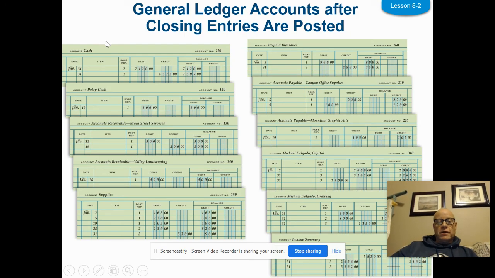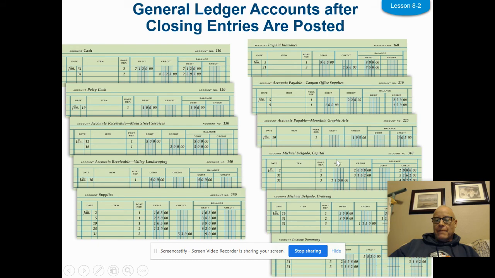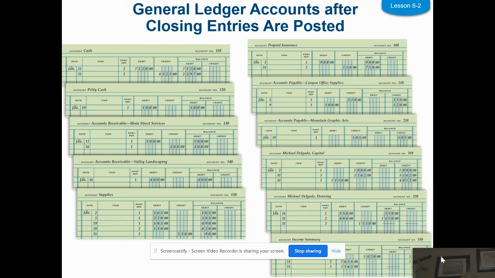Let's go back and look at our permanent accounts, our assets, our liabilities, our capital account. They all have balances moving forward into the new fiscal period. You can see all these balances here: credit balances for liability and capital and accounts payable, debit balances for all my asset accounts. All looks good.